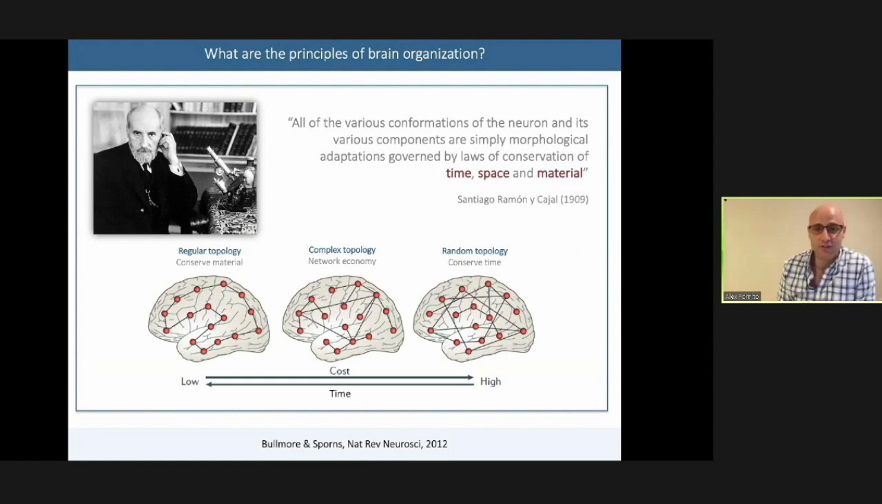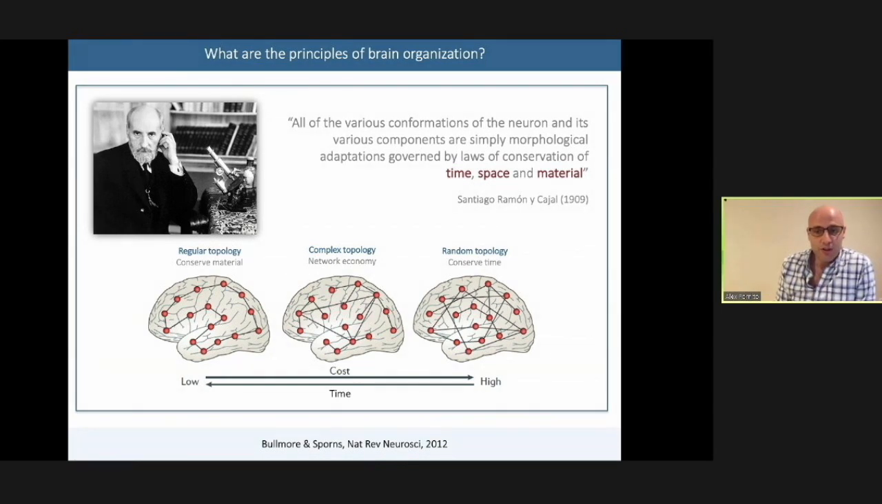three conservation laws. And there's been a fair amount of evidence coming from the work of people like Danny Bassett, Ed Bullmore, and Olaf Sporns to suggest that the brain does a pretty good job of negotiating this trade-off, meaning that its wiring cost is near minimal relative to the level of complexity that it requires.